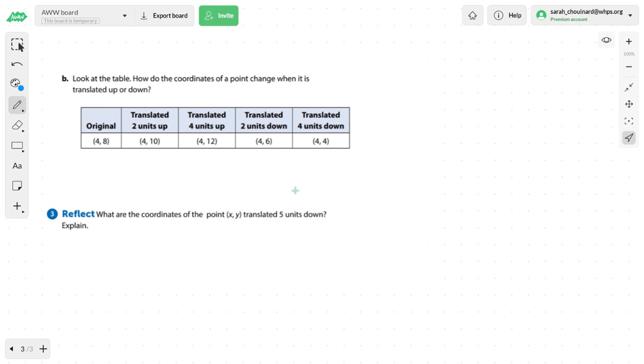If we look at B, it is going only up and down. So let's start with the x-coordinate. Going 2 units up, x is 4, 4 units up, x is 4, 2 units down, x is 4, 4 units down, x is 4. So moving up and down doesn't affect x because x is left and right. So our first observation is the x-coordinate stays the same.